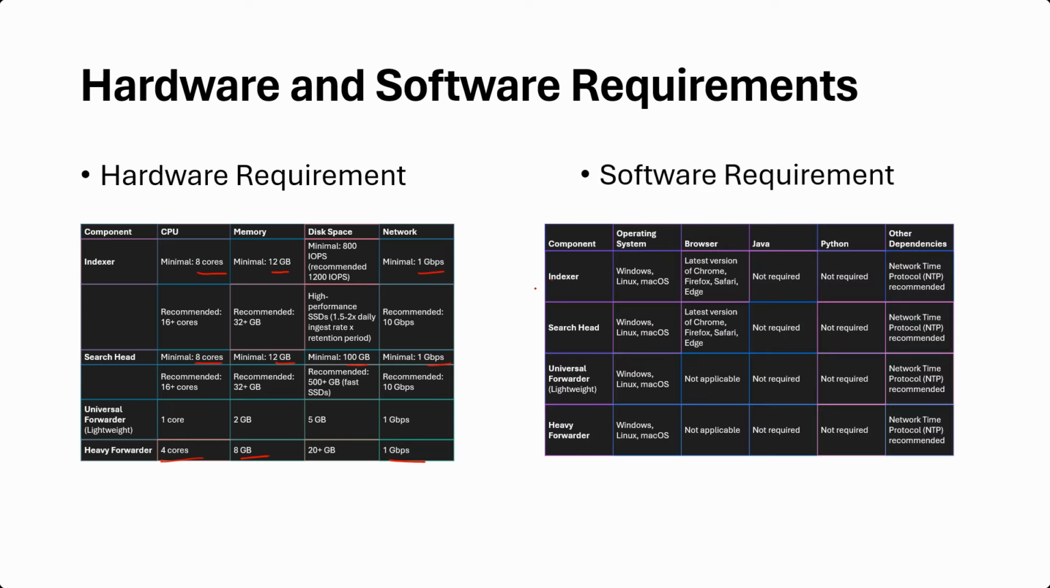When it comes to software requirements, the indexer can be installed on Windows, Linux, or Mac OS. I prefer Linux. Browser, any one of them will work. You don't require Java, you don't require Python, but NTP is very important. Why? Because NTP is used to synchronize the time, and when it comes to logs, investigation, or log retention, time is very important, because NTP synchronizes with the global time accordingly.